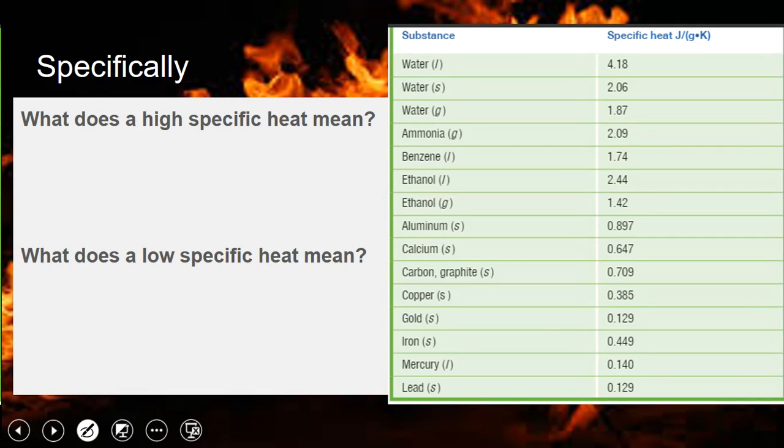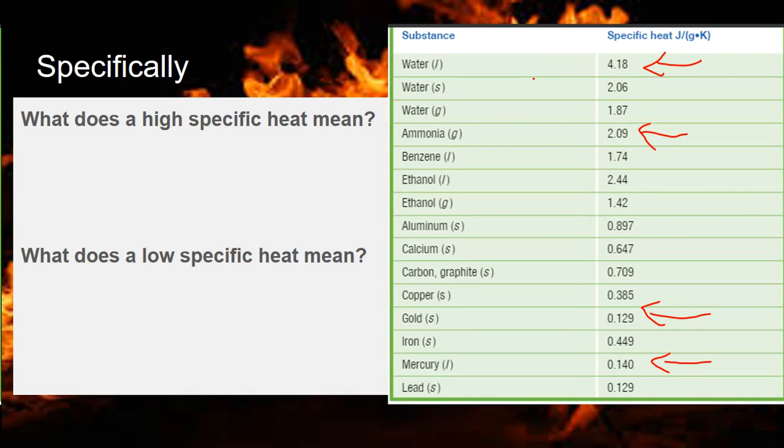All right. So here are some substances' specific heats. And what we see here, 4.2 is a high one, right? And then there's some low ones here, 0.129 and 0.140 for liquid mercury. So what does a high specific heat mean? A high specific heat means it's going to take a lot of energy to raise 1 gram 1 degree Celsius, right? So, for example, it's going to take 4.18 joules of energy to heat 1 gram of liquid water 1 degree Celsius.